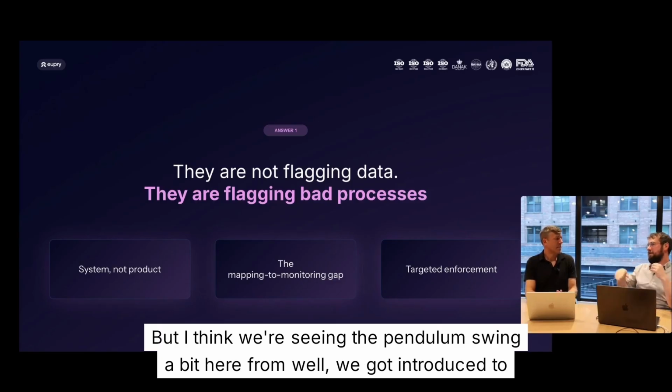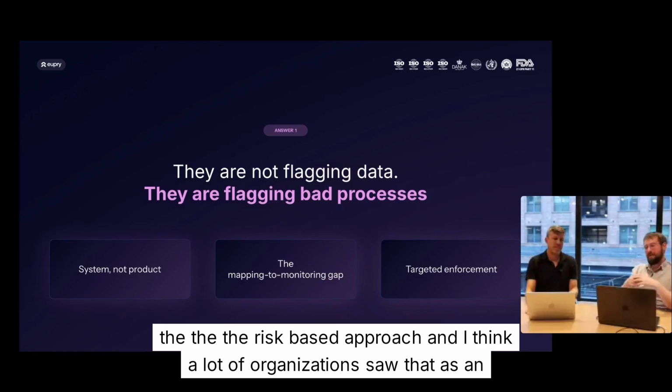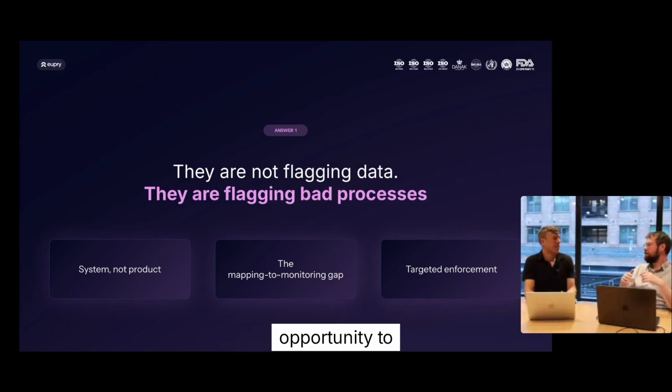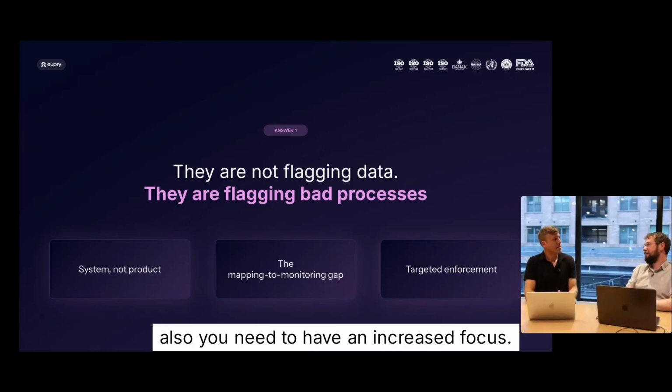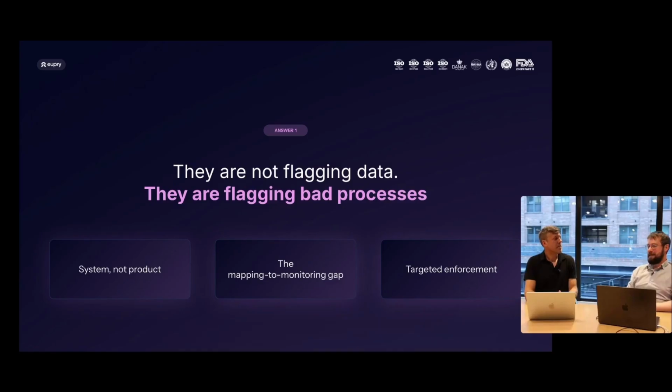But I think we're seeing the pendulum swing a bit here from, well, we got introduced to the risk-based approach, and I think a lot of organizations saw that as an opportunity to downplay some of the diligence, which can be done in certain areas, but also you need to have an increased focus.